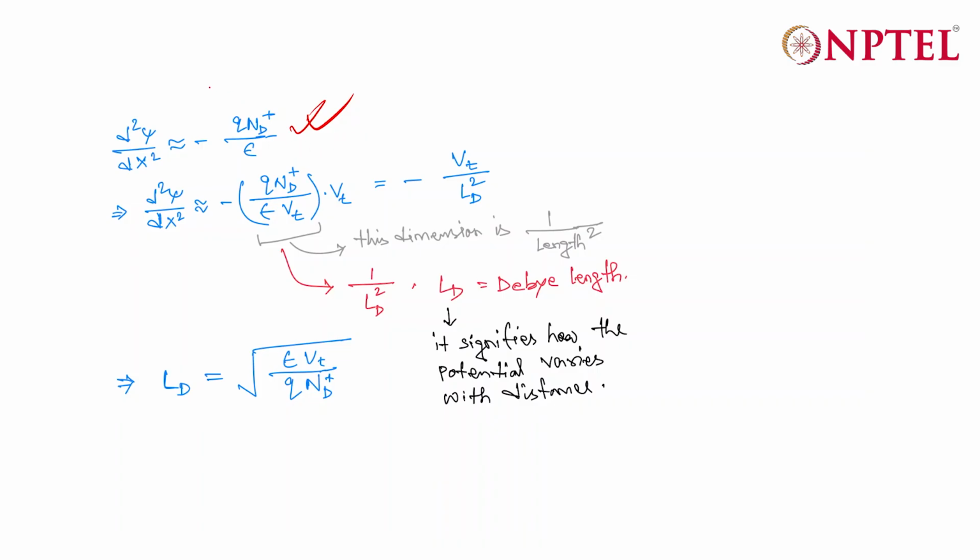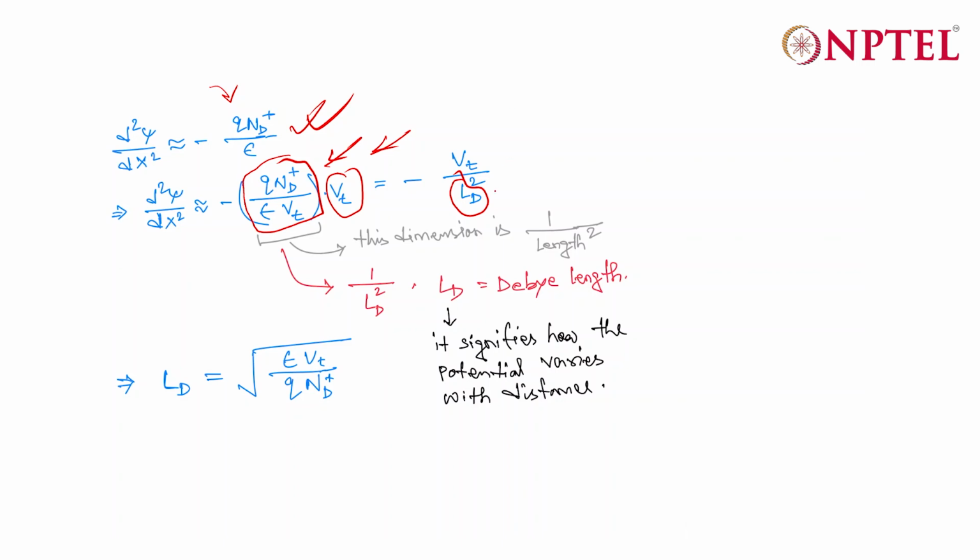Now we can rewrite this expression the way it is written over here. We have just multiplied the thermal voltage in both numerator and denominator. Then this particular term will have a dimension equal to 1 by length squared. If you figure out the dimension of this, you can do this at home, you will find that the dimension is equivalent to 1 by length squared. So this equation will reduce to Vt by Ld squared. Here this Ld is known as the Debye length.